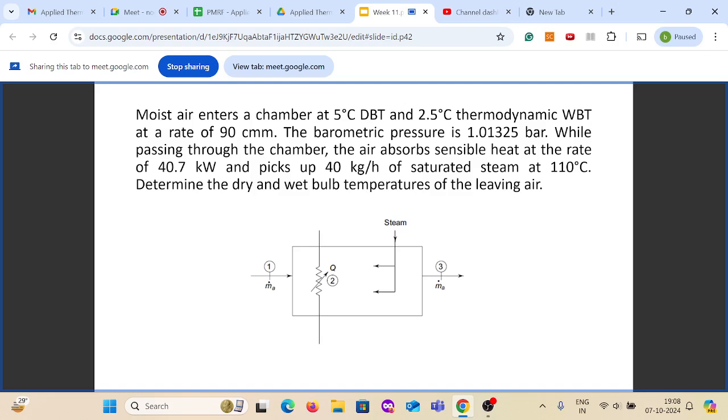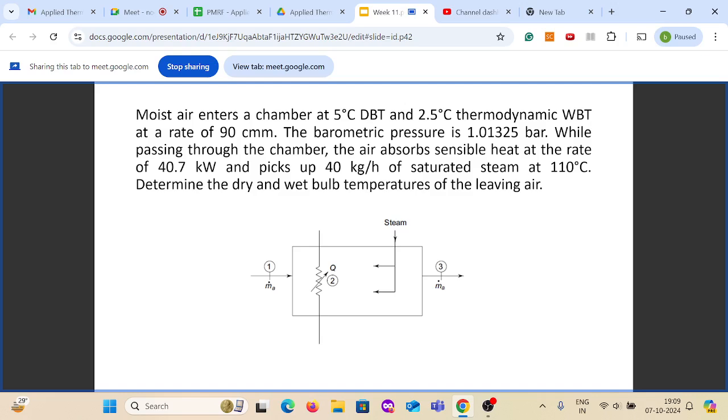at a rate of 90 cubic meters per minute. The barometric pressure is 1.01325 bar. While passing through the chamber, the air absorbs sensible heat at the rate of 40.7 kilowatt and picks up 40 kg per hour of saturated steam at 110 degrees Celsius. So determine the dry and wet bulb temperature of the leaving air.